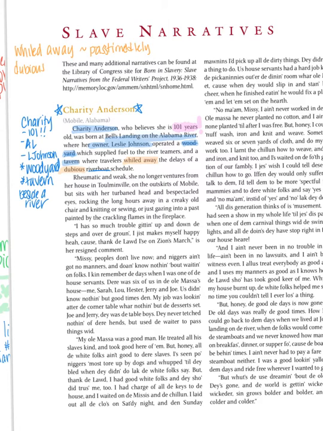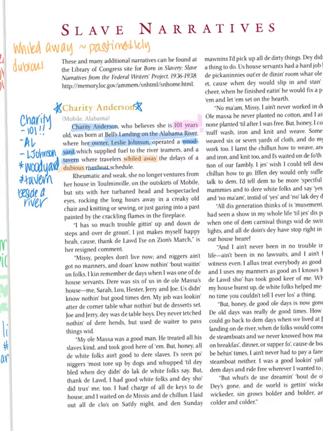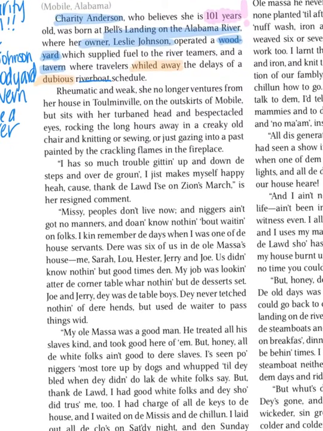Rheumatic and weak. She no longer ventures from her house in Toulminville on the outskirts of Mobile, but sits with her turbaned head and bespectacled eyes, rocking the long hours away in a creaky old chair, and knitting or sewing, or just gazing into a past painted by the crackling flames in the fireplace.